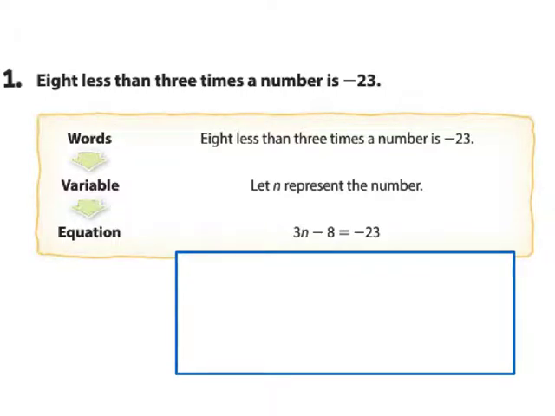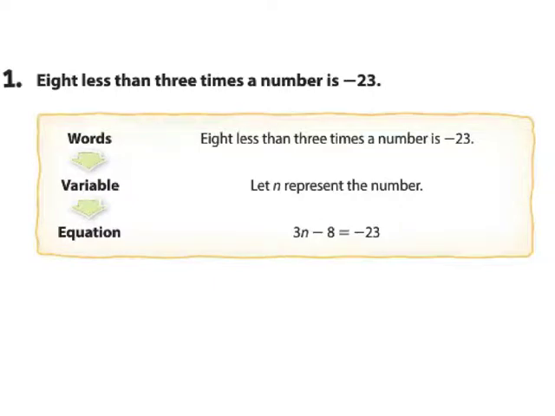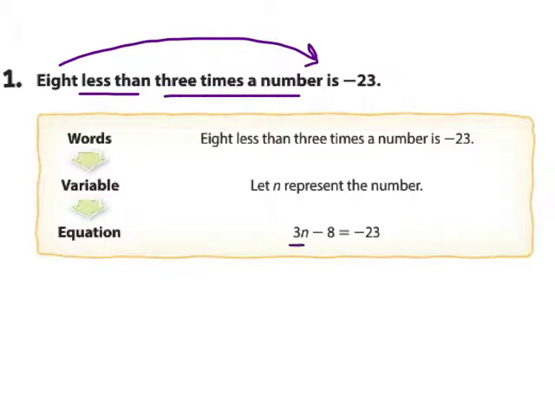So if we look at that, the less than, remember that tells us to put it at the end. And then we're going to look at the 3 times the number first. That's where they got the 3n. And the 8 less than that, less than means subtraction, and the than puts it at the end. So minus 8 equals negative 23.